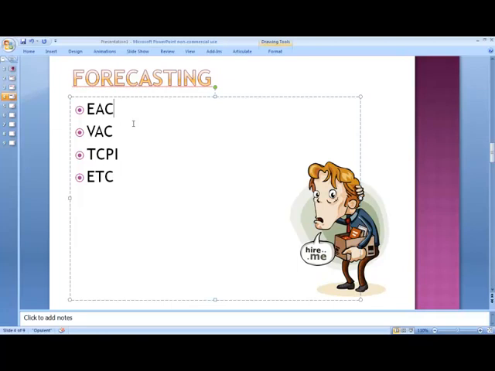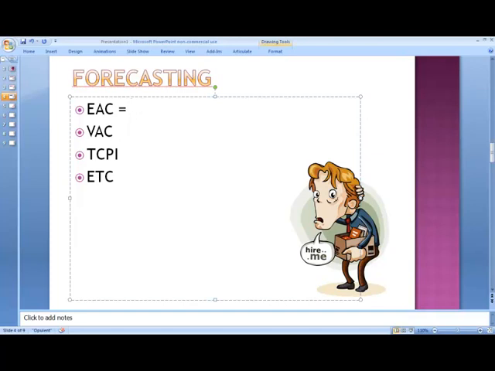Estimate at completion. The question is, what is estimate at completion? Estimate at completion is really how much do I anticipate, or how much do I forecast that I would have spent by the end of this project. That's all it's asking you for. So in layman's terms, EAC can be looked at as how much have I spent and how much more do I need to spend to get the project done, and that's where we talk about ETC.